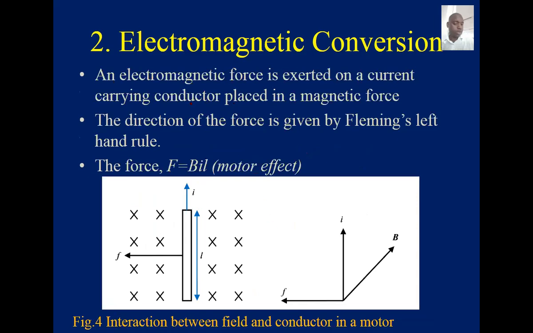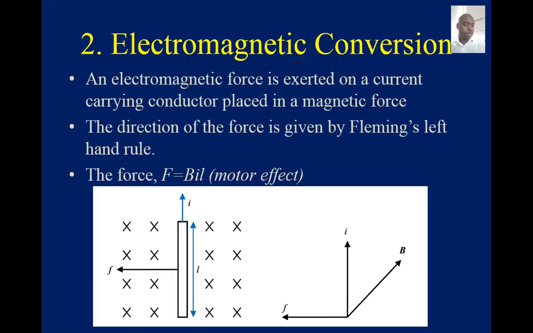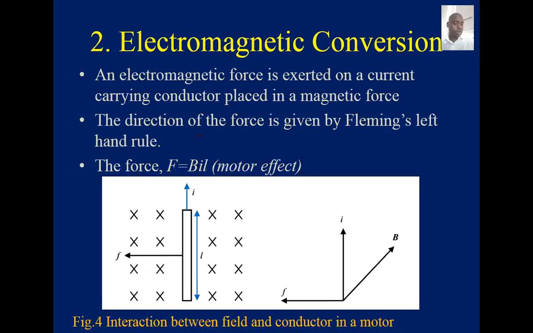Then there's also the issue of the electromagnetic force, which gives us the speed and the torque. That means we are moving from the electrical side to the mechanical side, that is, we are motoring. The force is exerted on current carrying conductors. Basically, this is due to the interaction of the magnetic field due to the conductor and also the magnetic field in which the conductor is placed.